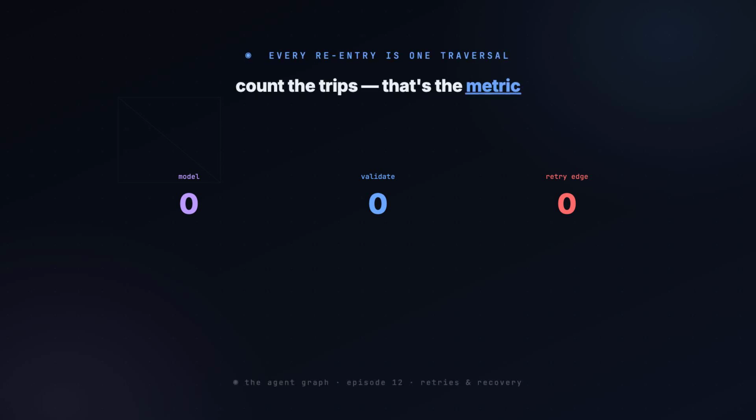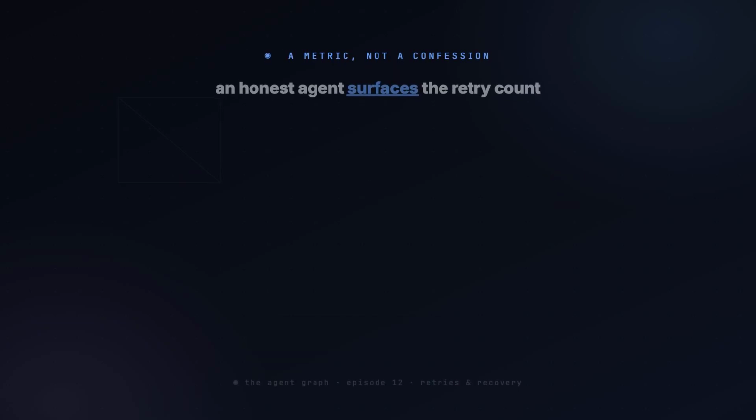The model node was entered 3 times. The validator ran 3 times. The retry edge fired twice. We don't average these away or swallow them. Every re-entry is recorded in the trace as it happens. So the retry count isn't an embarrassment to bury in a log nobody reads. It's a number you put on the chart.